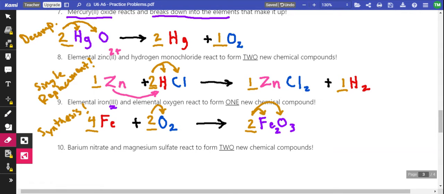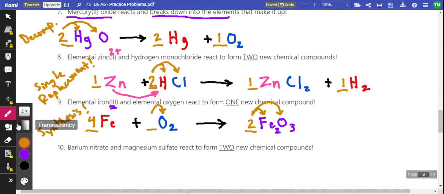So let's try this again now that we have kind of solved the odd number problem. Okay, well, what can I put here to match the 6 O's on the left side? If I already have 2 here, if I put a coefficient of 3, 3 times the 2 O's I have there gives me 6 O's to match the 6 O's over here. So hey, that looks balanced to me. 4 Fe's can react with 3 O2's to make 2 Fe2O3's in this synthesis reaction.